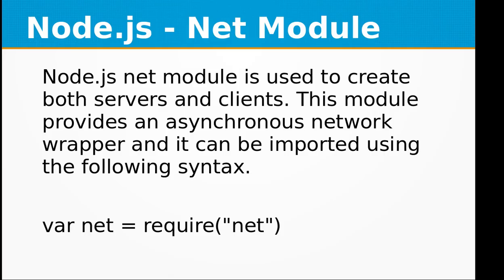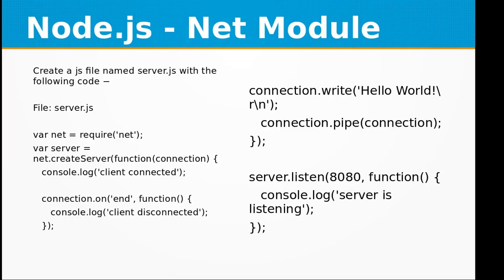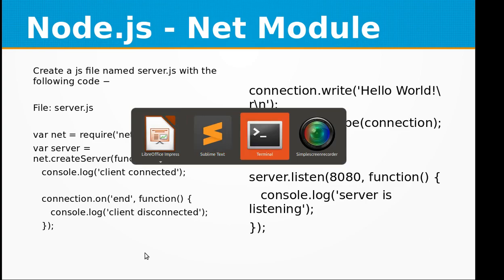Okay, let's create an example for this. For this example, I'm going to create two files. One is the server file and the second one is the client file. So we are going to demonstrate a client-server communication and how a client-server application can be written using Node.js. Okay, let's create the server.js file first.